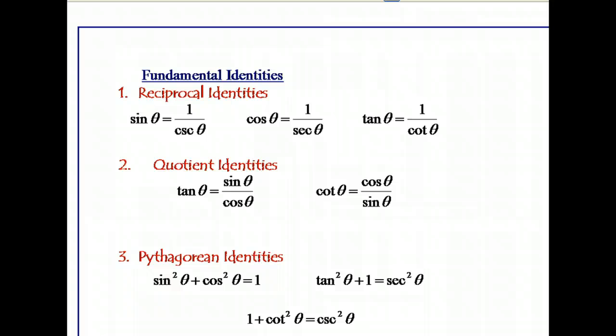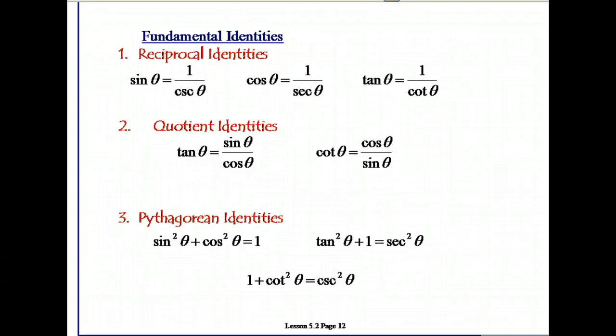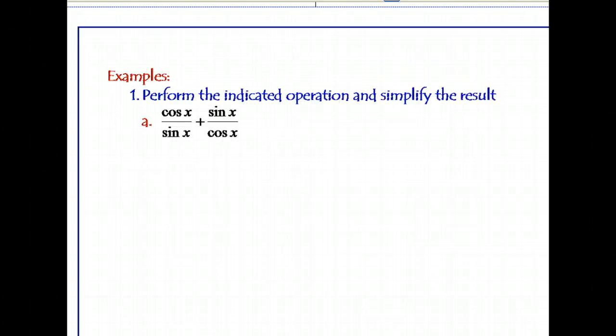But these three sets, the reciprocal identities, the quotient identities, and the Pythagorean identities, you'll want to know these three sets off the top of your head. They come up very, very frequently, and you'll want to have these memorized. So when you see tangent, you immediately think, ooh, 1 over cotangent, or you think sine over cosine. Those things just become automatic as we're working through these problems. Okay, so that's a suggestion that's made.